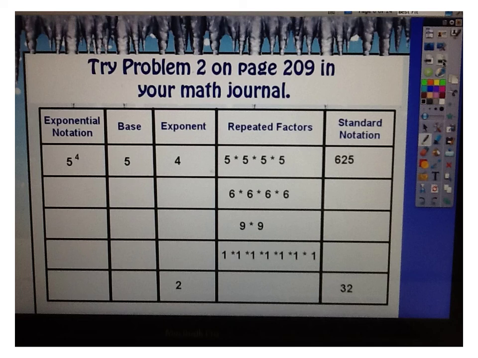Which is 125, and multiply by another 5 to get that 625. I'm going to go ahead and step you through how to do this next problem, and hopefully you can finish the rest of the page on your own.